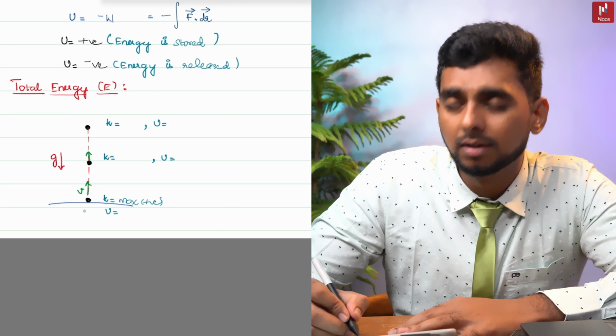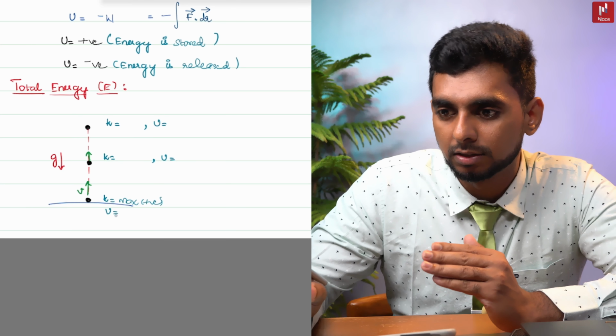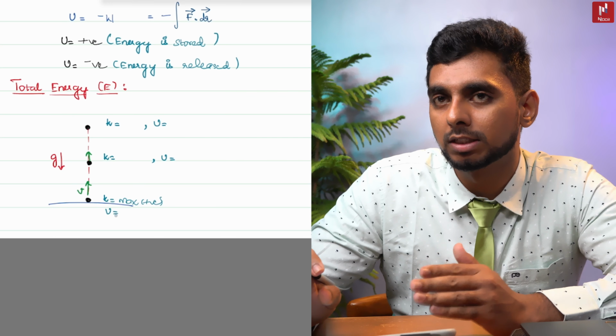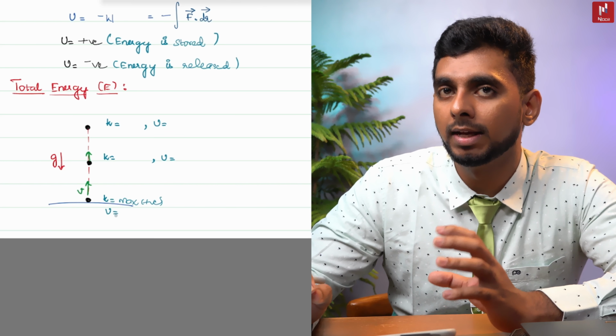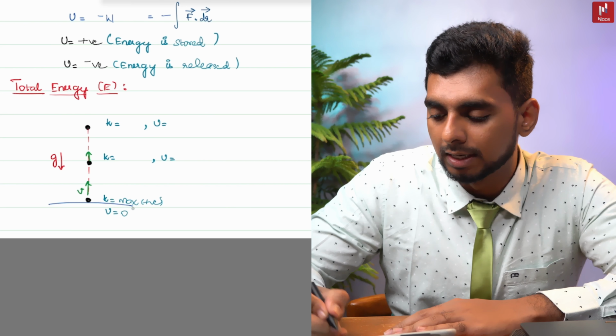Got it? Same way, at the point of throw, you will not have any potential energy stored because it hasn't pierced through that force field. Only when it starts moving against that force field will you end up getting the energy storage, right? That's called potential. So here, potential energy will be zero.